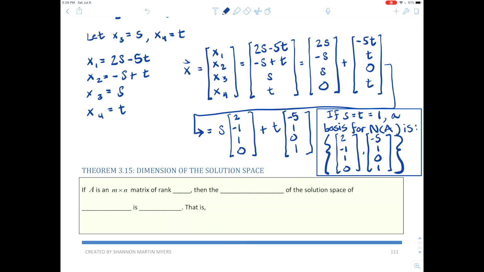What about the nullity of A? Well, there are two vectors in a basis for the null space of A, so beautiful. The nullity of A equals 2.